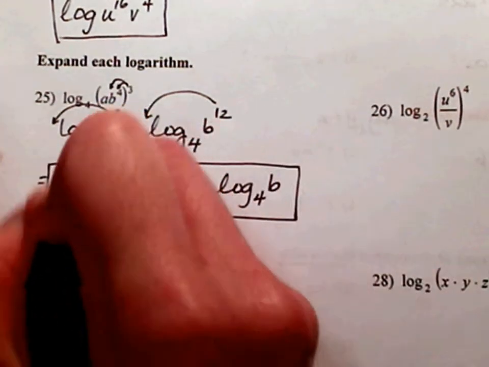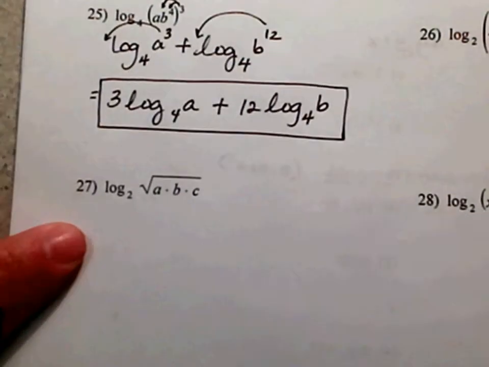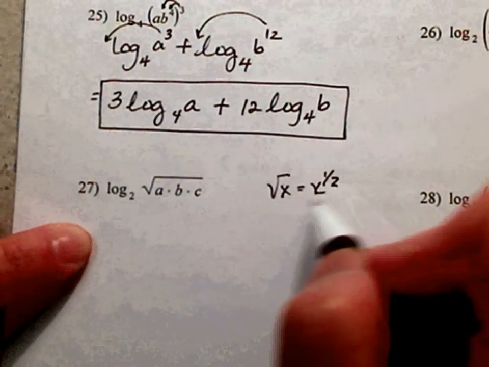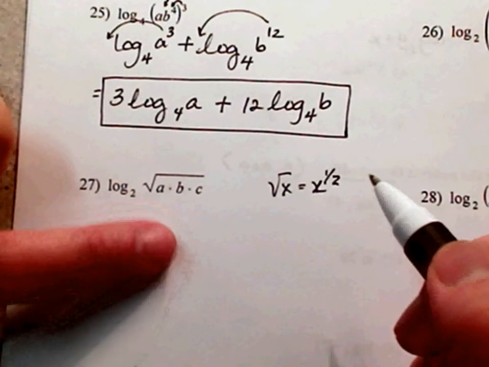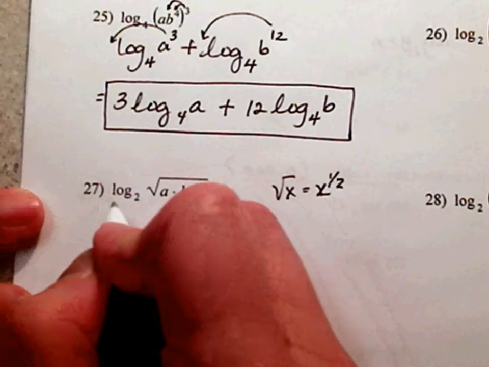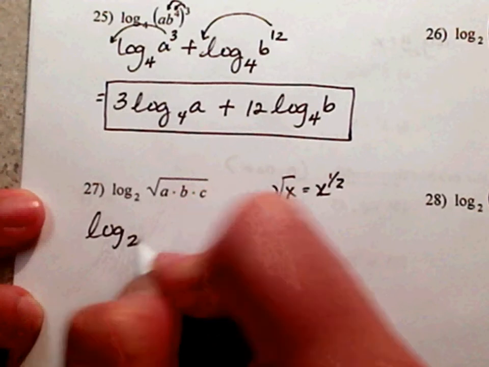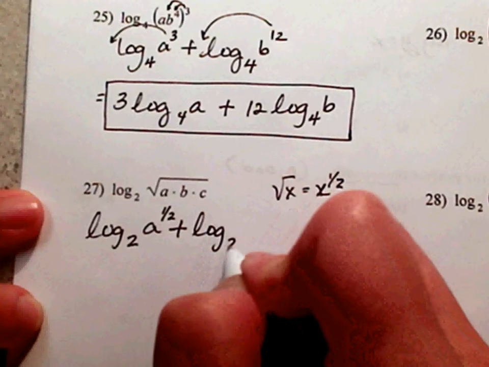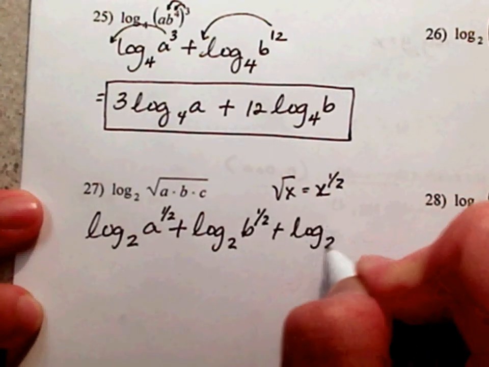And there you have expanded. 27. Remember what I said, a square root of x is the same thing as x to the 1/2. Okay? Here you are multiplying. What corresponds to the multiplication in logarithmic property is addition. So you want to expand, so log's going to be written 3 times. 1, 2, 3. Log base 2, a to the 1/2, plus log base 2, b to the 1/2, plus log base 2, c to the 1/2.